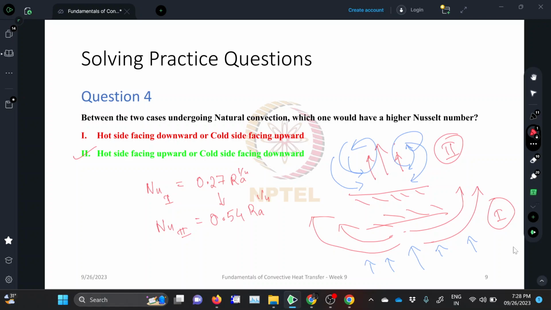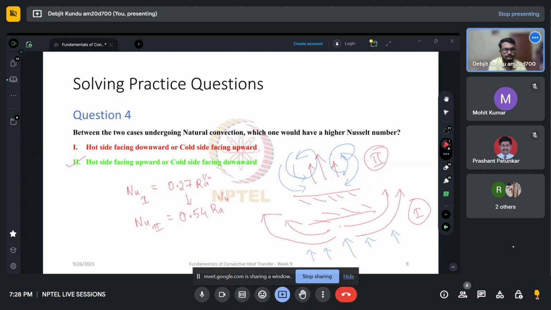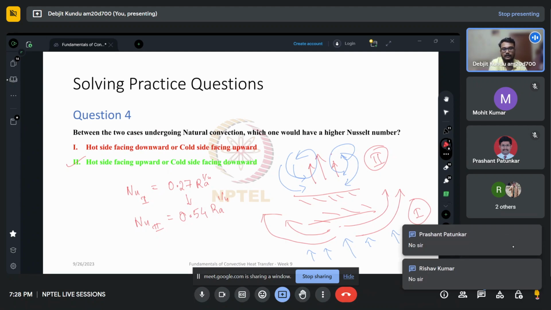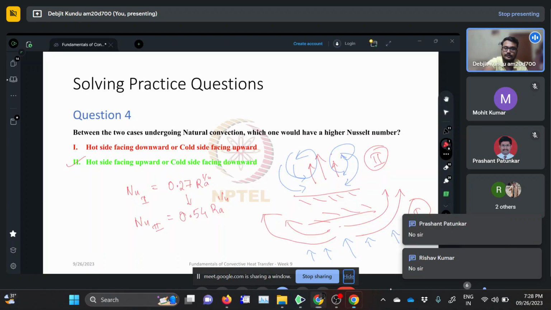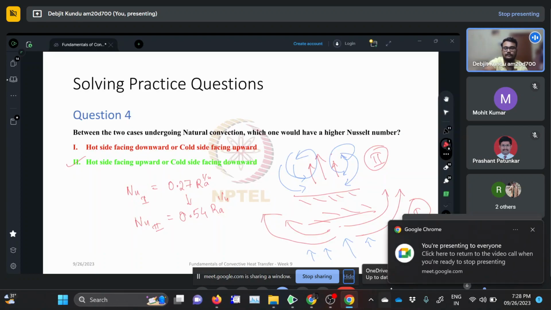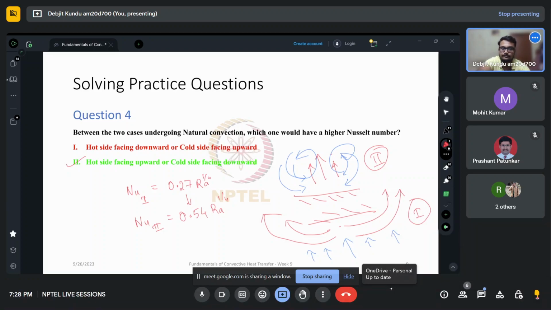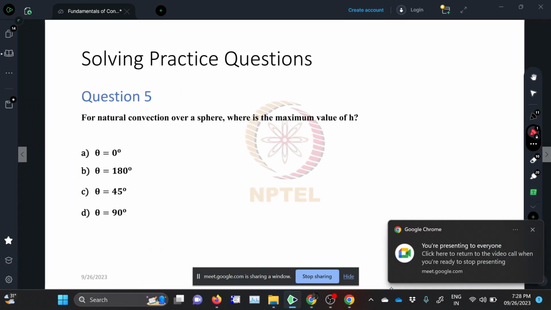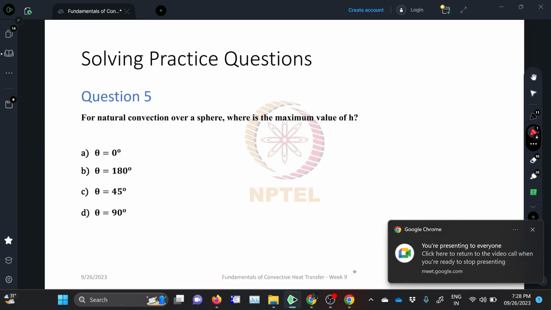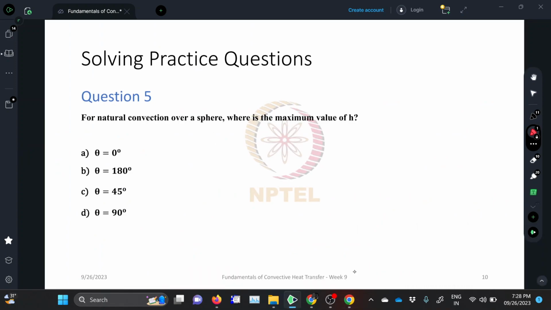Any questions regarding this? Okay. So we will move on to question number 4 now. Question number 4 is asking that for natural convection over a sphere, where is the maximum value of h? Theta equal to 0 degree, 180 degree, 45 degree or 90 degree.